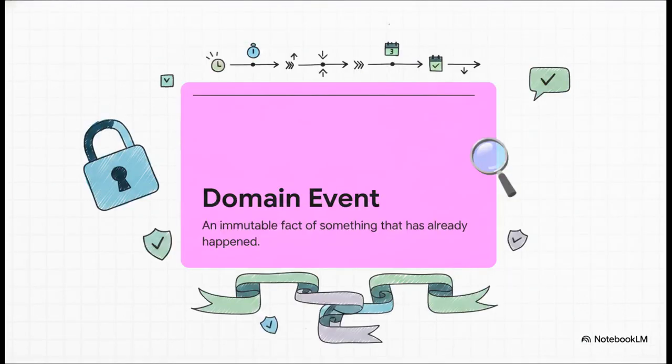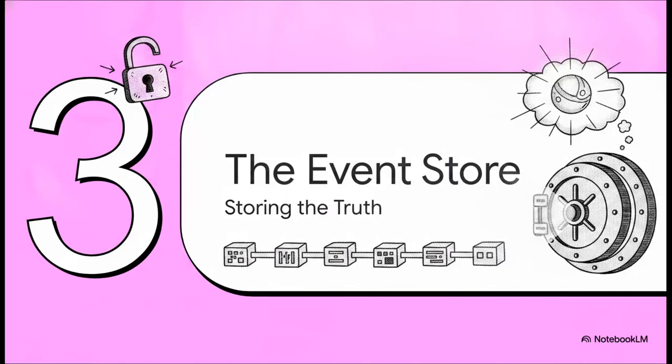Now, once that strict manager actually approves the command, it records a domain event. This is the exact opposite of a command. A domain event is an undeniable, immutable fact of something that has already happened. It's always named in the past tense, like appointment booked or appointment rescheduled. You can't reject an event simply because it's a historical fact. It already happened.